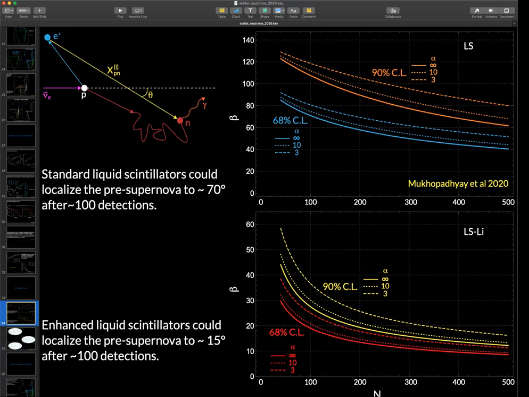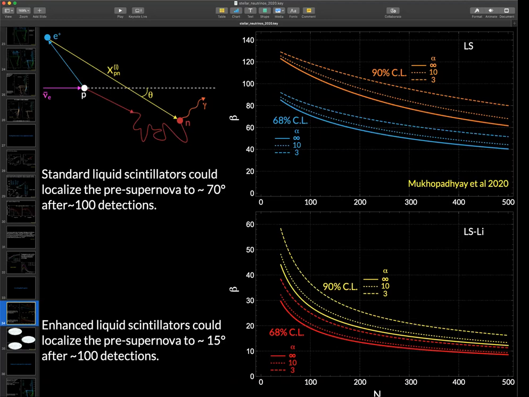So in general, in very broad terms, you can localize the supernova, which massive star is going off, with standard liquid scintillators up to about 70 degrees. So roughly, you could eliminate roughly half the sky, which is still useful information. And on the x-axis there is the number of events. Kind of chopped off on my screen. So this is 100 events, 200 events, 300 events. So by the time you get up to about 200 events, which would be kind of typical for what you'd want to be able to issue an alert, you can eliminate the sky down to about half the sky, a little less than half the sky.